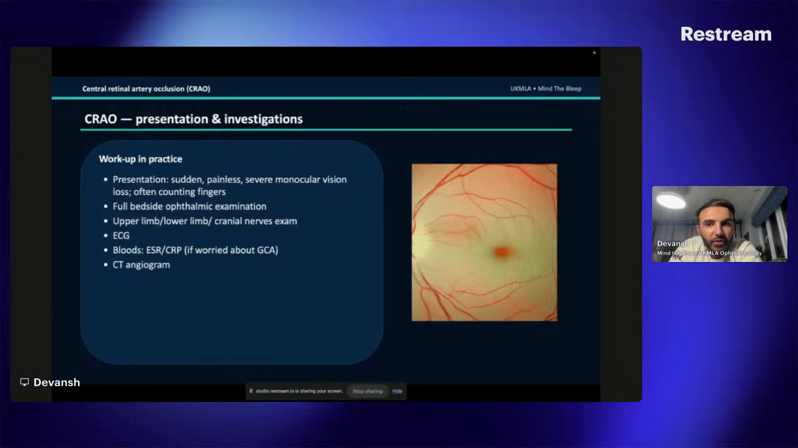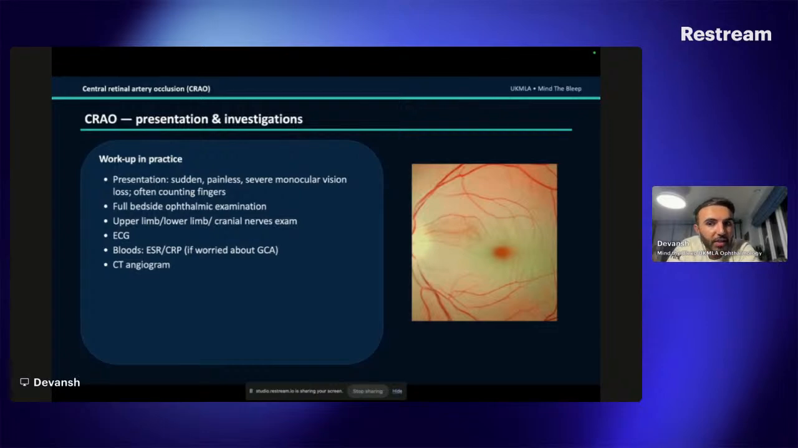Presentation and investigation. So the key thing is that we have a sudden, painless, severe monocular visual loss. These patients' visual acuity is often very, very low, to the point where Snellen's chart is pointless and they're just able to count fingers. They may not even have any light perception altogether. So a full bedside ophthalmic examination is very important.